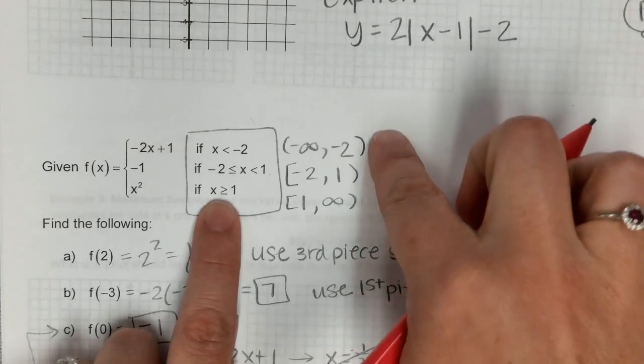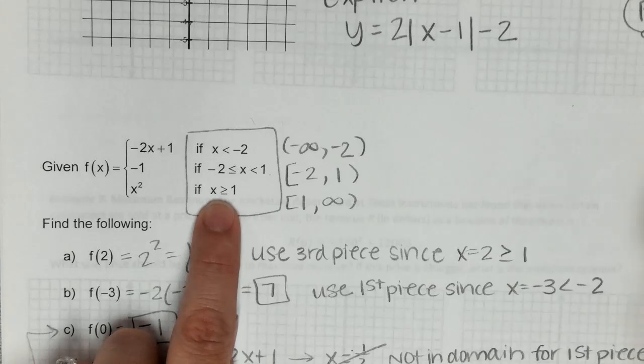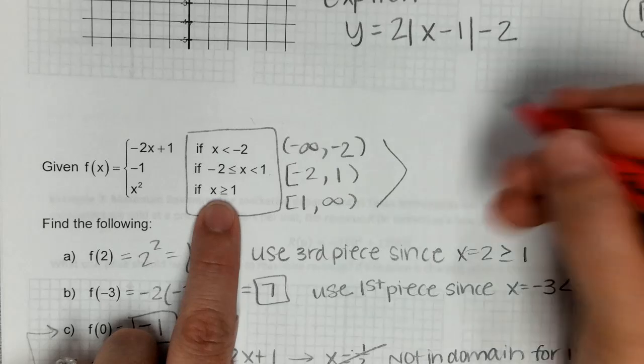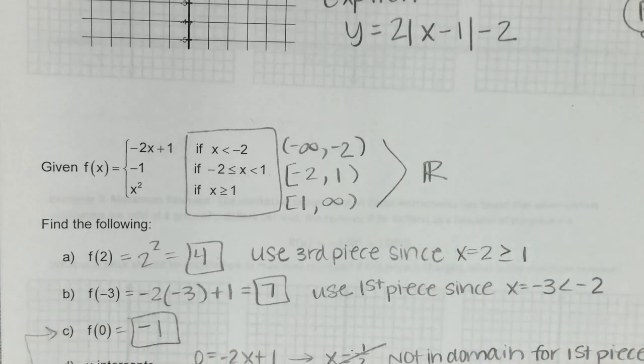So now we're going to unionize these all together. What would I get if I combine them all together? Is every single x value accounted for? Here we're going all the way from -∞ to -2. We're including -2 to 1. We're including 1 to infinity. That's all x values. This function is defined for all real numbers. It's just in 3 separate chunks.